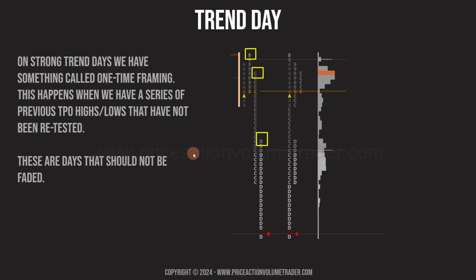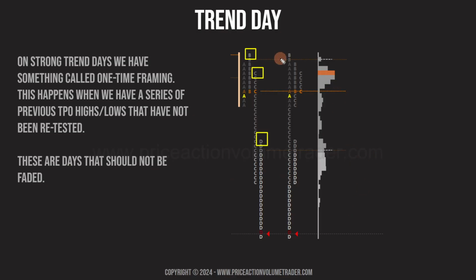So on strong trend days, we're going to have something called one-time framing. This happens when we have a series of previous TPO highs or lows that have not been retested. These are days that should not be faded, okay? So do not go against the trend.